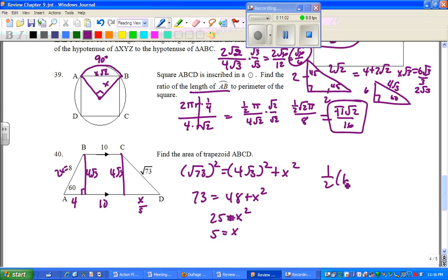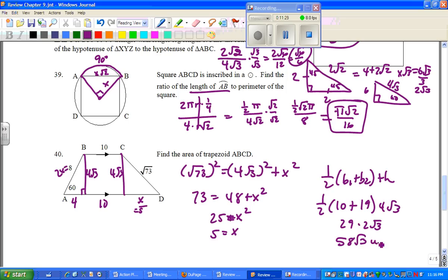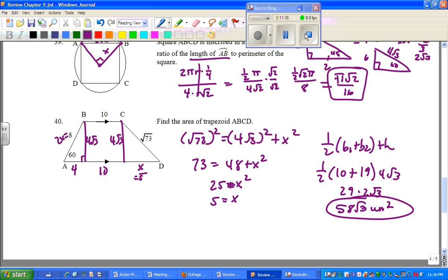Area of the trapezoid is 1/2 times base 1 plus base 2 times the height. Well, half of 10 plus the other base is 19, so this equals 5 times the height of 4 root 3. So this is 29 times 2 roots of 3. 29 times 2 ends up with 58 root 3 units squared for your answer. This is the end of part 4.